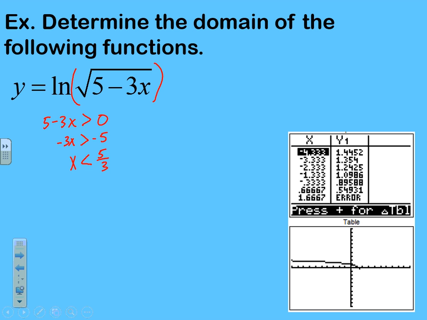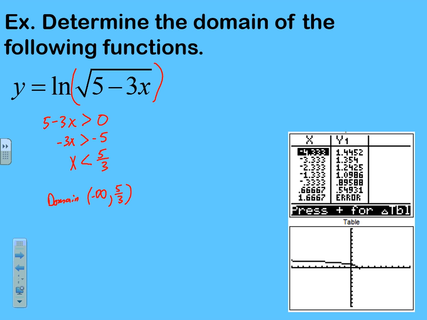So the domain of the logarithm should be everything that's less than 5/3. So I'm going to say from negative infinity up to, but not including, 5/3. Okay, so let me look at the graphical approach just to confirm what we would do here.